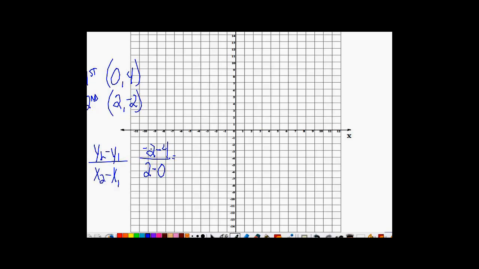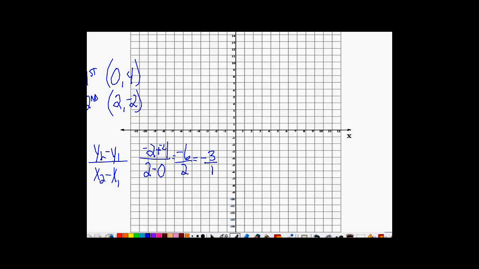So I've got negative 2 minus 4. Remember, minus is plus a negative. So negative 2 plus a negative 4 is negative 6 over 2, which leads me to have a negative divided by a positive, which would be negative, and that would be negative 3, or I could put it as negative 3 over 1. Just reduce them both by 2.